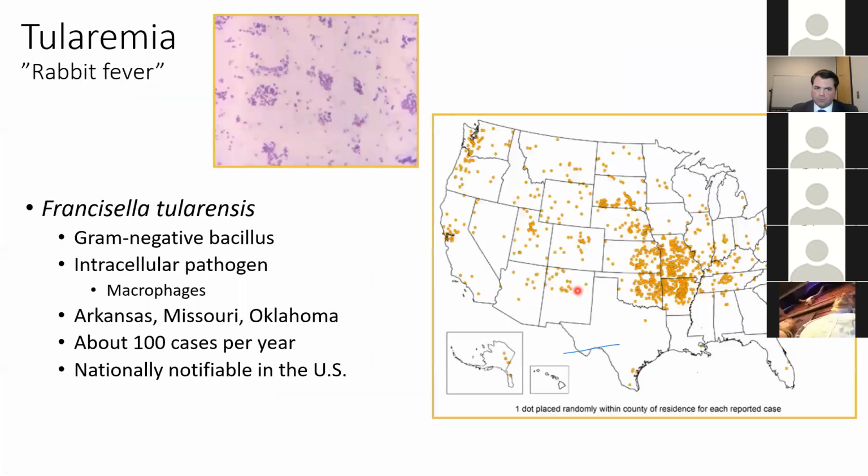So, and now we have tularemia, rabbit fever. So here's Francisella tularensis, a gram-negative bacillus, intracellular pathogen, and you can see its geographic distribution is more central.